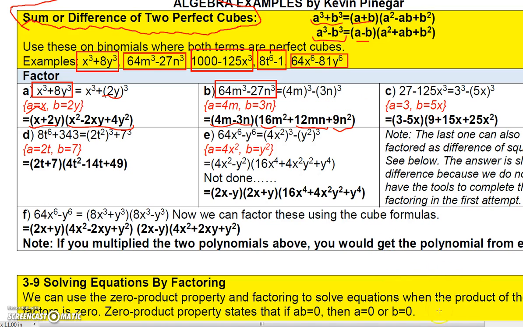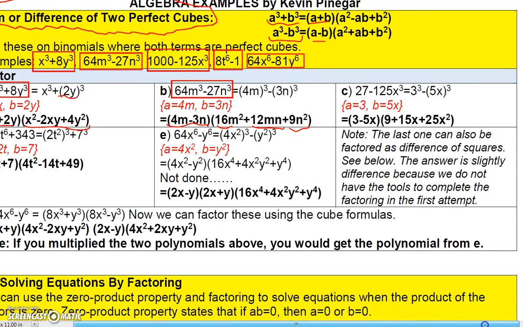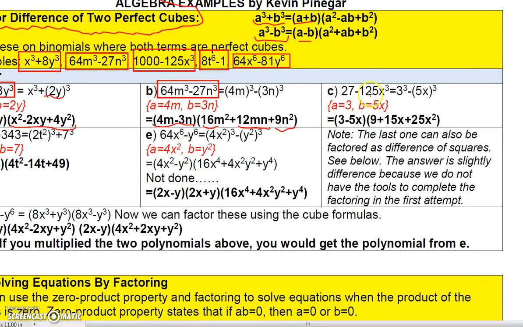Okay, now the next one is another difference. So this one is 27 minus 125x cubed. Well, 27 is 3 cubed, and 125x cubed is 5x quantity cubed. So here a would be 3 and b would be 5x.